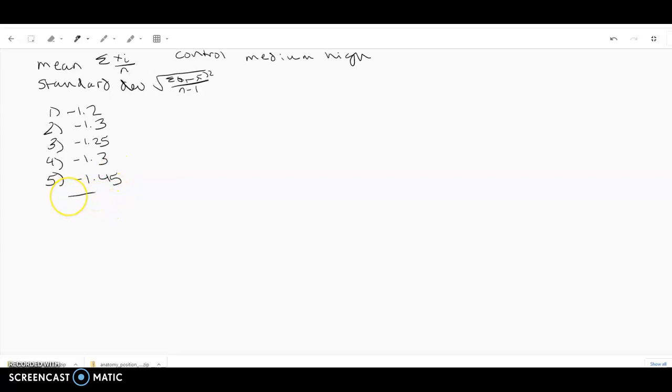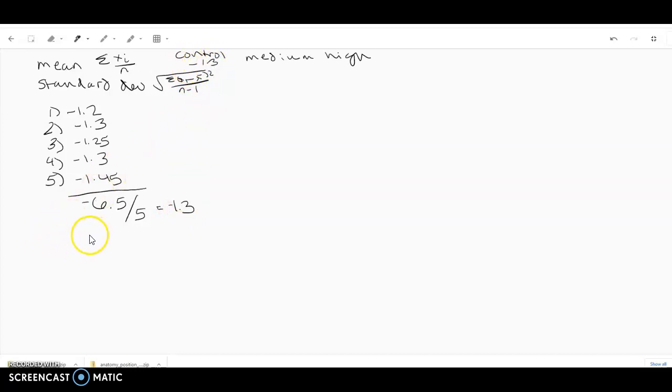To get the mean, you're going to add all of those together and divide by n. Right, so if you do your math, that should all add together to be negative 6.5. And then we have 5 individuals, so that gives you a mean of negative 1.3 for the control group.